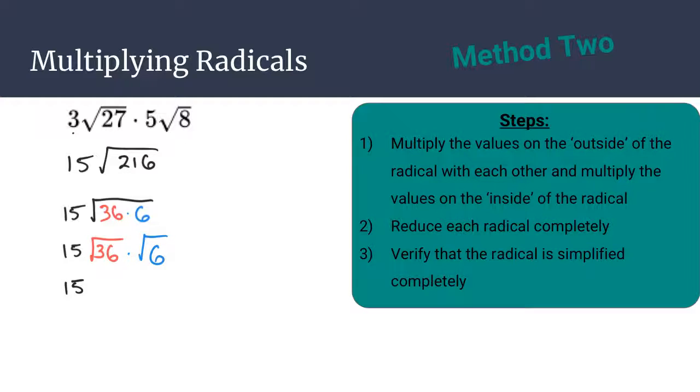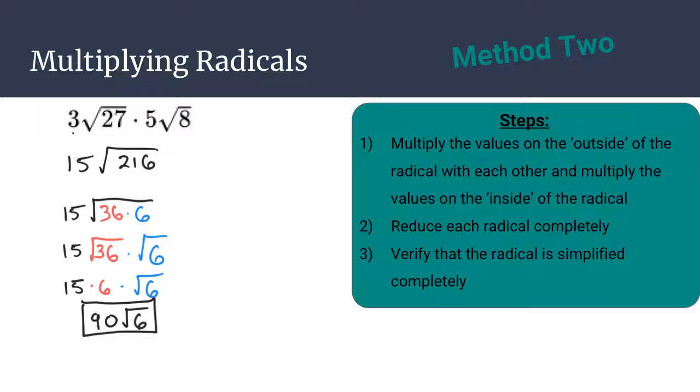So this 15 stays out front. Square root of 36 is just 6, and you're multiplying there. And then you are multiplying by the square root of 6. And 15 times 6 is equal to 90. And that would be your final answer. Because as we verify here, you see that, well, 6 can't be simplified any further either. So this is your completely simplified version of the radical.